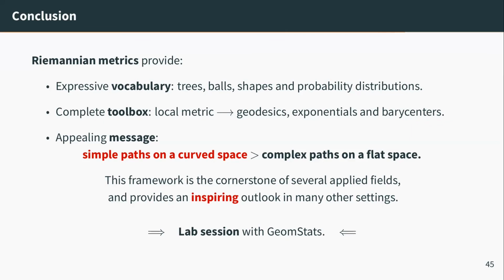Okay. So this message is a bit like a dream, but first, it's a cornerstone of several applied fields. As I told you, in anatomy it's completely ubiquitous, or in statistics, if you want to understand what happens with probability distributions, we really think of probability distributions as points in a Riemannian manifold. And beyond that, I think that this whole spirit has consistently produced inspiring outlooks in many other settings.